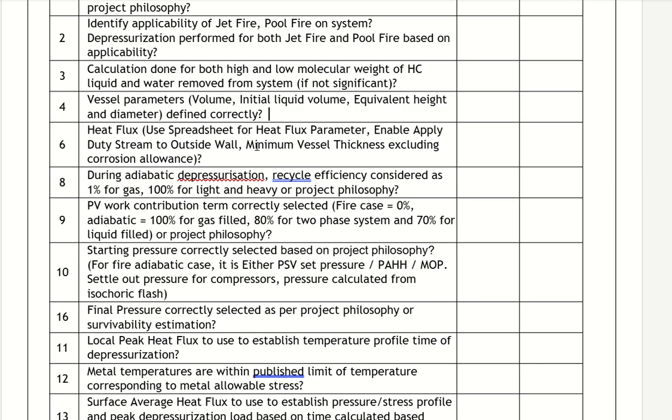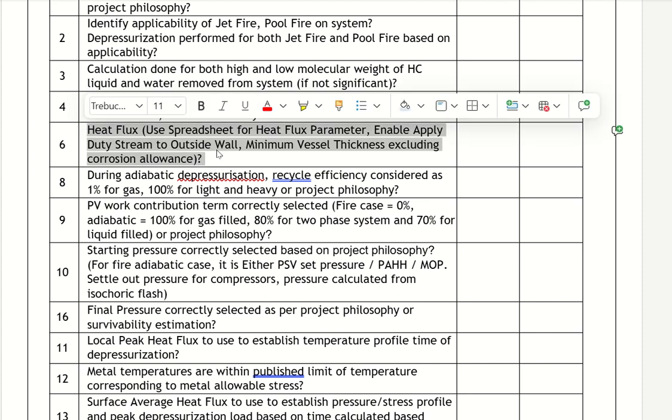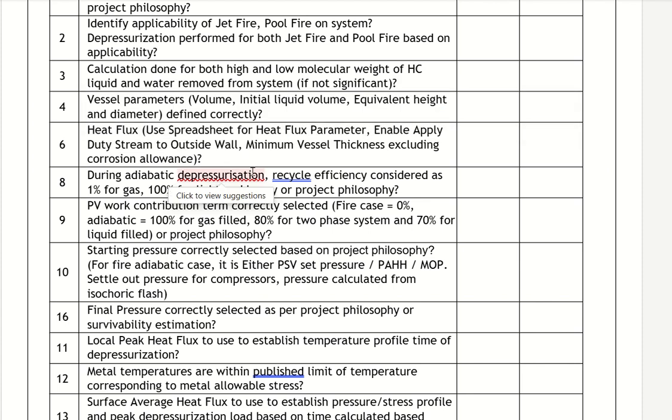Heat flux: use the spreadsheet for heat flux parameters. Enable apply duty stream to the outside wall. Minimum vessel thickness excluding corrosion allowances. So has it been done or not? This needs to be checked, and mostly this is available in your HYSYS depressuring calculations. Nowadays we have the HYSYS blowdown calculation actually, which again I will make a new video for that application. But for the time being, we are discussing HYSYS depressuring software.